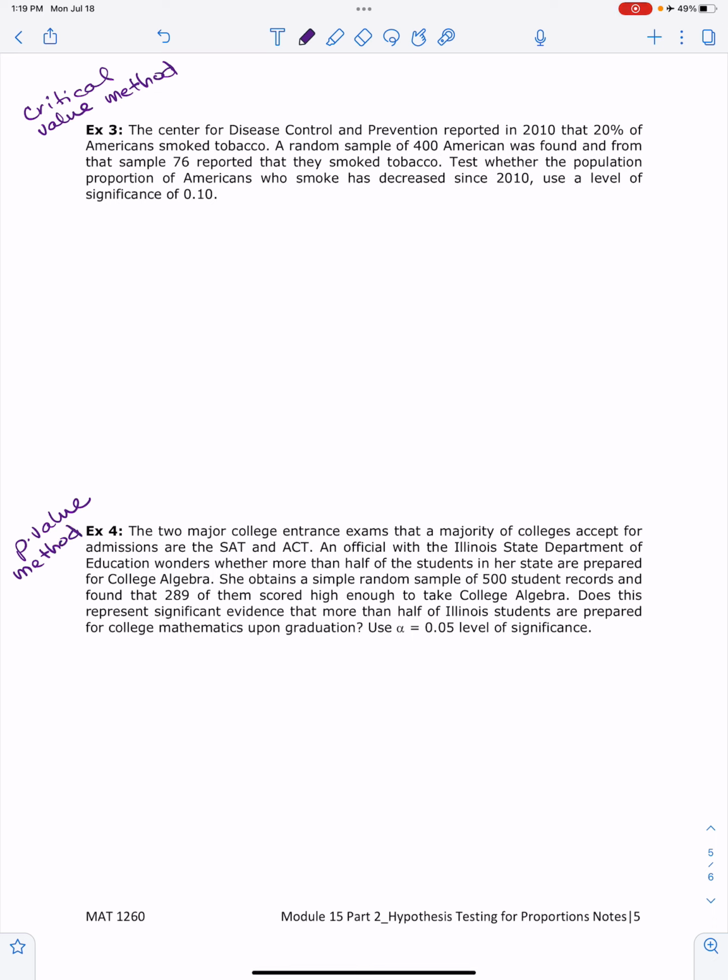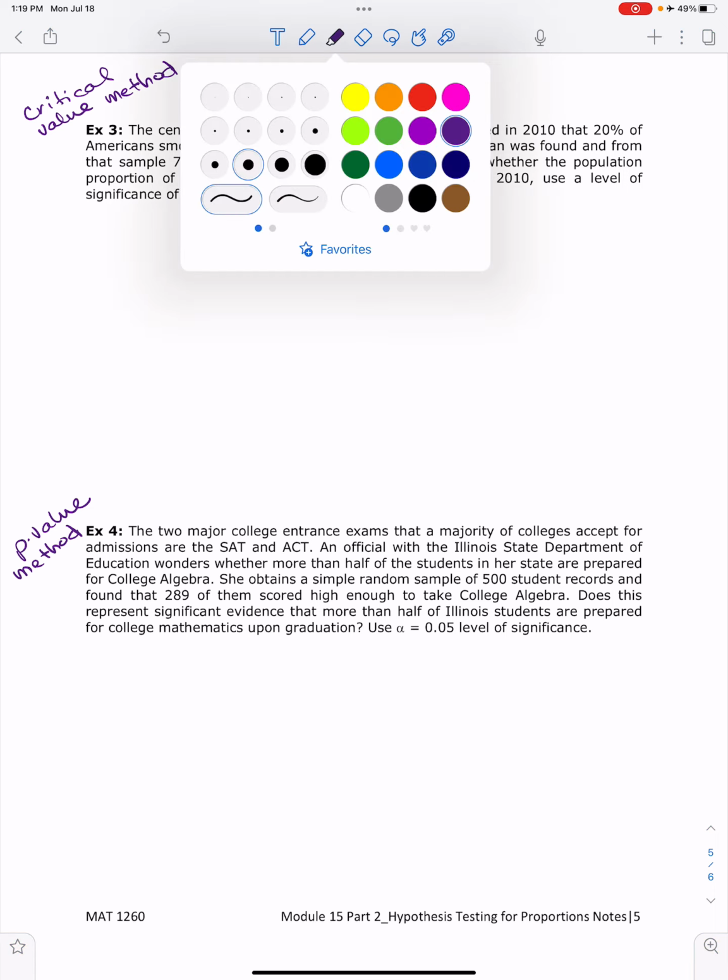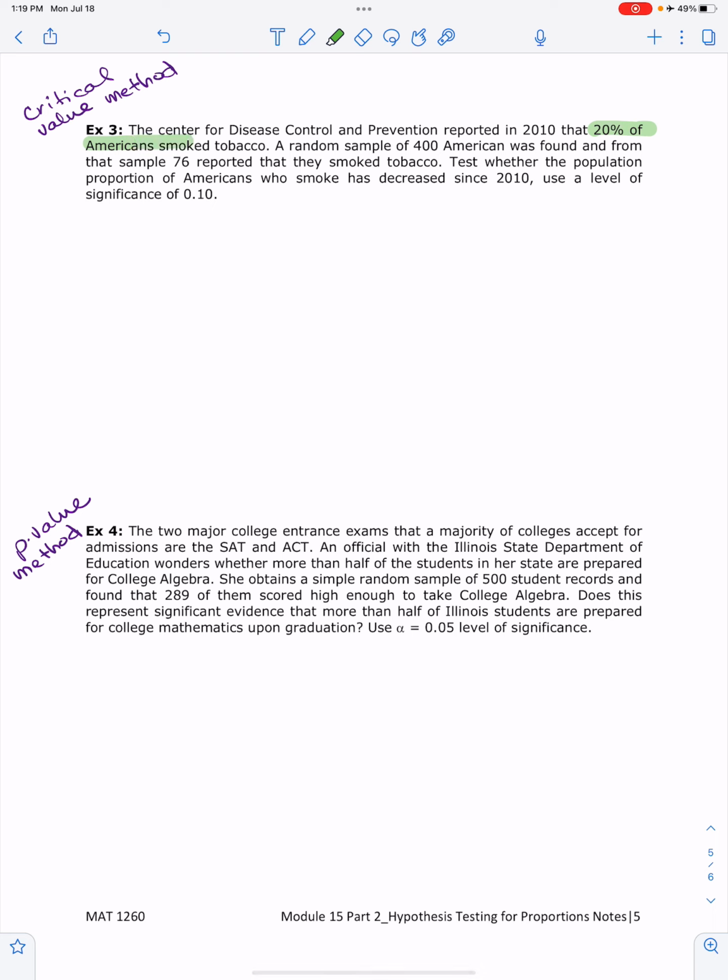So example 3, we've got the Center for Disease Control and Prevention reports in 2010 that 20% of Americans smoke tobacco. So let's see what we got here. Our population proportion is that 20%. We've got a random sample of 400 Americans. Found in that sample 76 smoked tobacco. Test whether the population proportion of Americans who smoke has decreased using a level of significance of 0.1. So our alpha is 0.1.